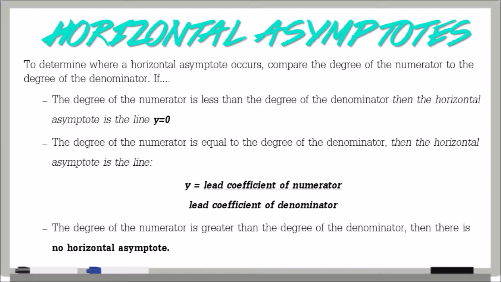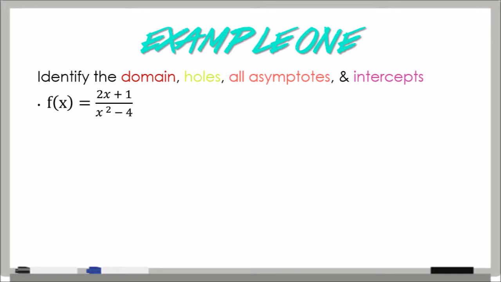Knowing that we covered all of the vocab terms, let's head into the first example. In this example, we will be identifying the domain, the holes, all of the asymptotes, and all of the intercepts of this function. The function we will be working on is f of x equals (2x plus 1) over (x squared minus 4). So the first thing we're going to do is identify the domain.